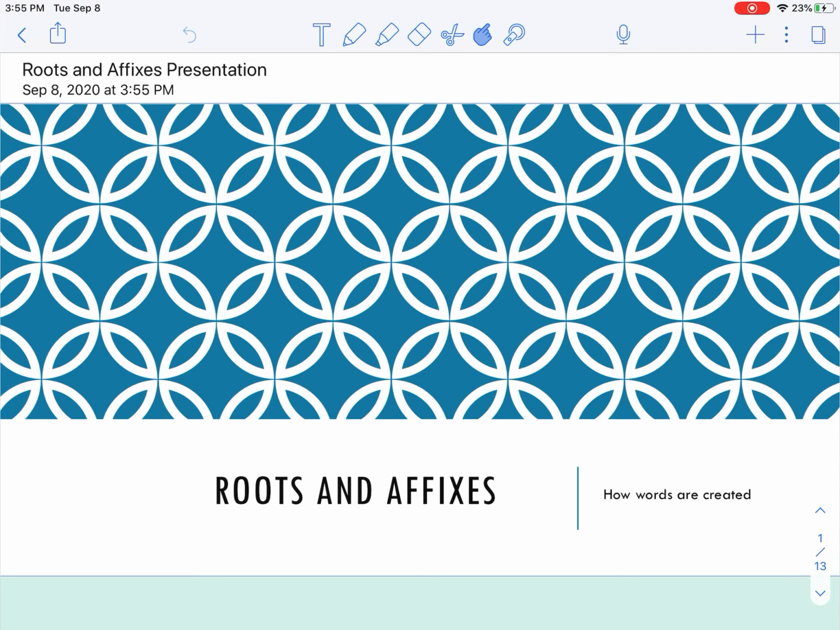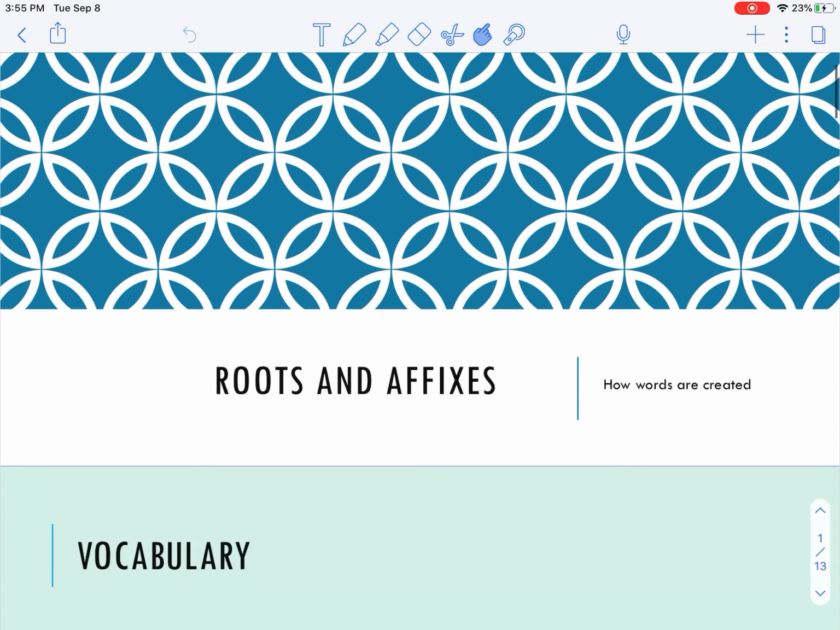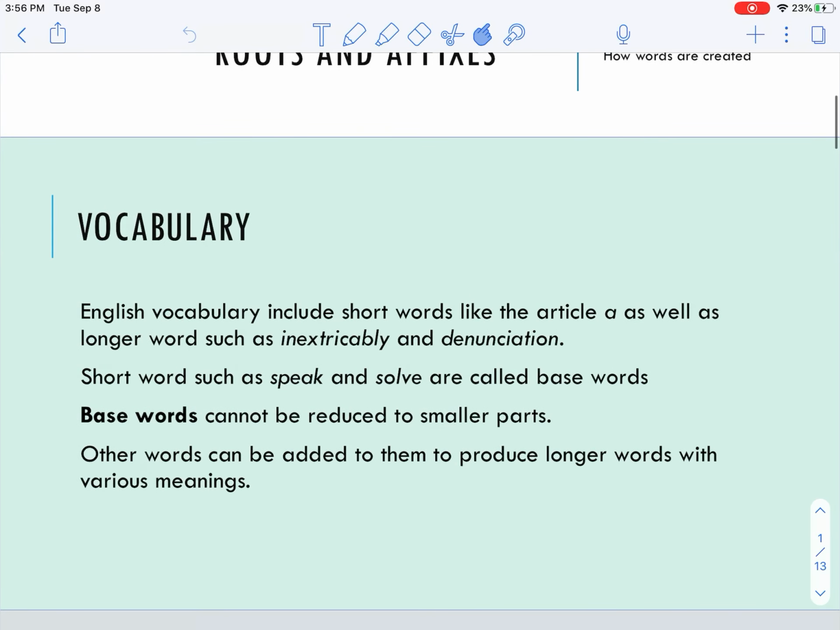So roots and affixes deal with how words are created. It's like the building blocks to create a word. So the English vocabulary includes very short words, things like the, or longer words like inextricably or denunciation. When we've got shorter words like speak and solve, those are base words. They can stand on their own as a word, but we cannot pull them apart into smaller units. There are other words, however, where we can add them together to produce longer words with a whole bunch of different meanings.